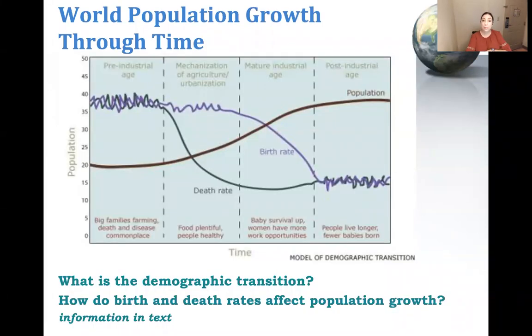Okay, here is the demographic transition model. So basically what this is looking at is how birth rates and death rates affect population growth at different periods of a country's development. So let me write that down for you. Now, your book, I put information in text. Your book goes into the demographic transition model quite a bit.